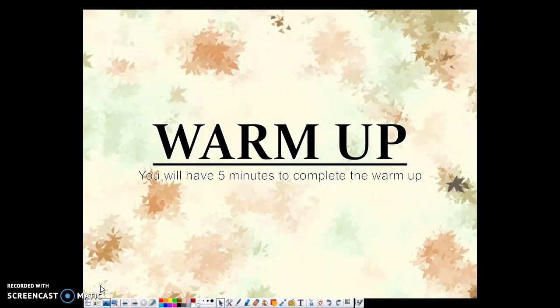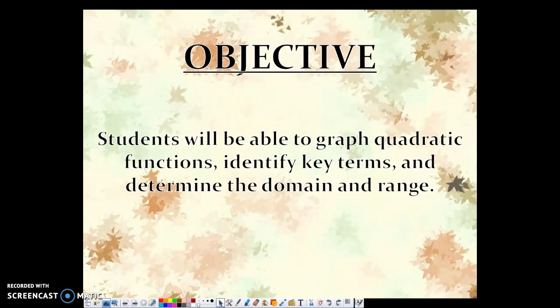All right, so let's continue on. Yesterday we covered quadratic functions and their features. Today we're going to do that again. Students will be able to graph quadratic functions, identify key terms, and determine the domain and range.